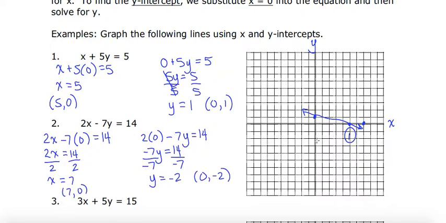So I'm going to plot that point right there. And now I can draw or connect my lines. Show arrows on either side to show that the line continues forever. And I'm going to label this one as line 2.